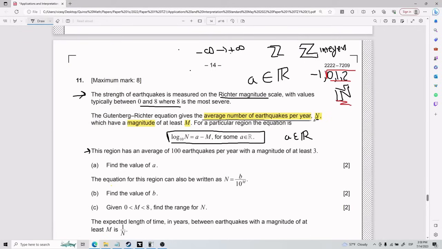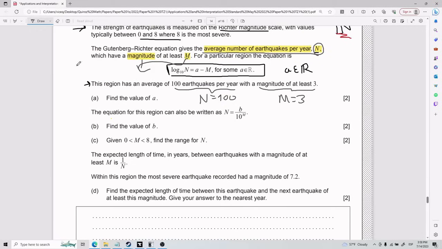Average number of earthquakes per year is going to be N. Okay, so this here is telling me that N is 100. The magnitude of at least 3. Did I talk about magnitude at some point? Yes, right here, buzzword. So magnitude is 3. Okay, now we're getting somewhere. See, even if you don't know what log does, now we're getting somewhere. So for part A, find the value of a.